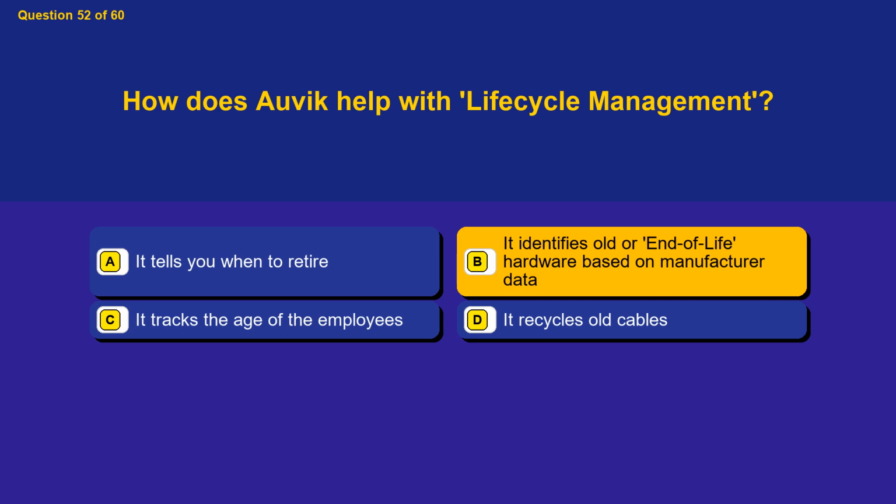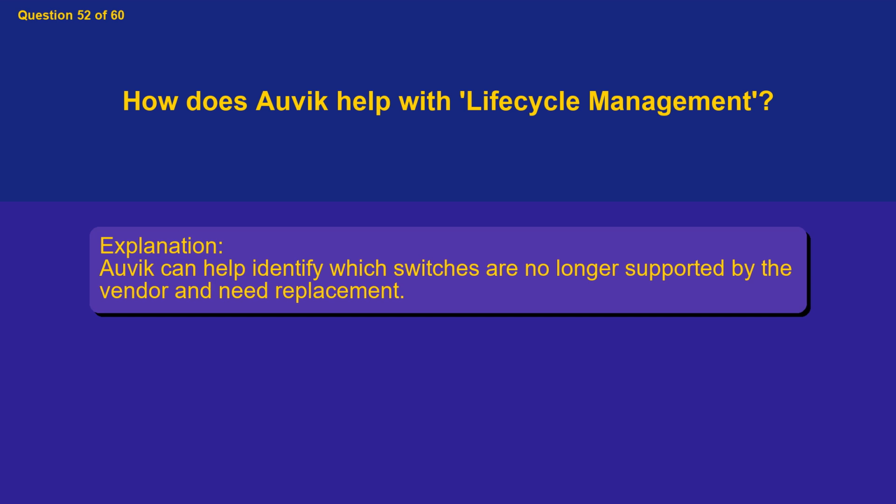The correct answer is option B. It identifies old or end-of-life hardware based on manufacturer data. Auvik can help identify which switches are no longer supported by the vendor and need replacement.